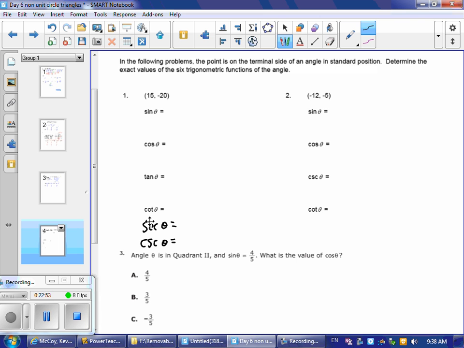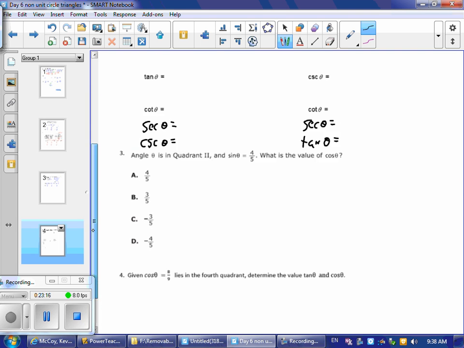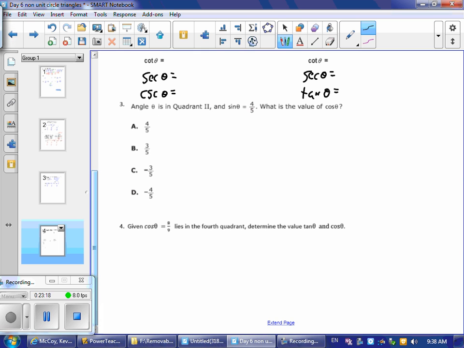Number 2 has sine, cosine, cosecant, cotangent, so we're missing secant and tangent. So we need to add those in. Number 3, that's fine. That one looks okay.